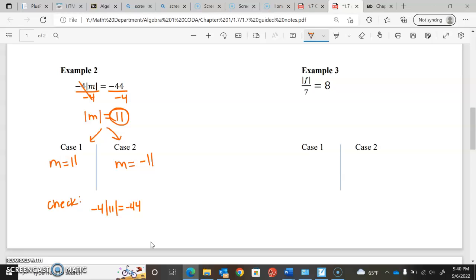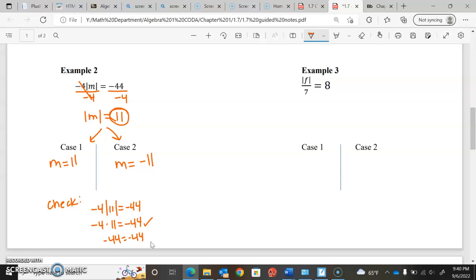And if you don't know where the absolute value bars are in your calculator, we'll take a look at that next class too, because that's helpful. So remember, absolute value just brings out that positive number. So this is -4 times a positive 11. Is that -44? Yes. All right, -44 equals -44.